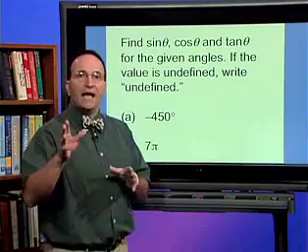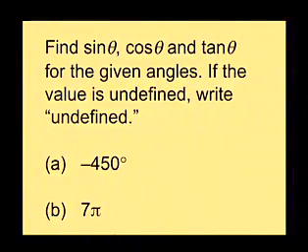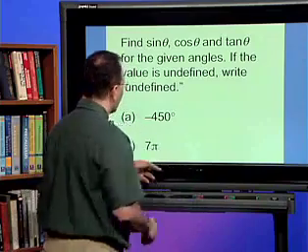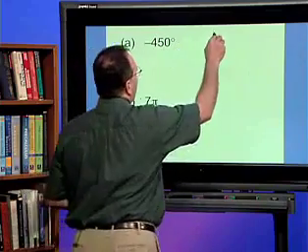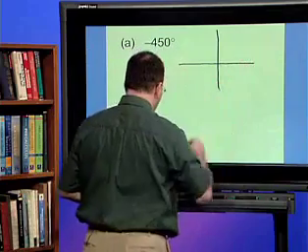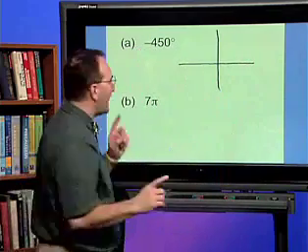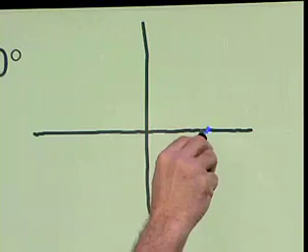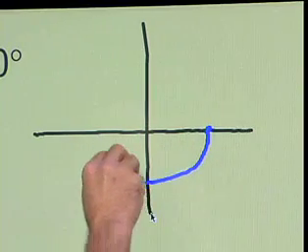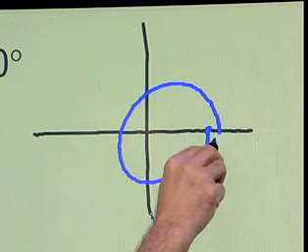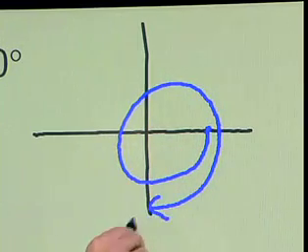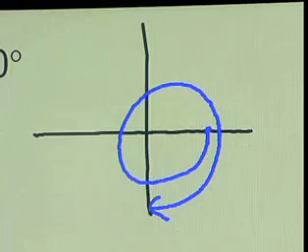We want to find sine theta, cosine theta, and tan theta for the following given angles. If the value is undefined, we would write undefined. Let's start with negative 450. We draw our axis, and then we draw negative 450, which would start here. We would have to go around once, which is 360, and then go an additional 90 degrees. And that would be negative 450.